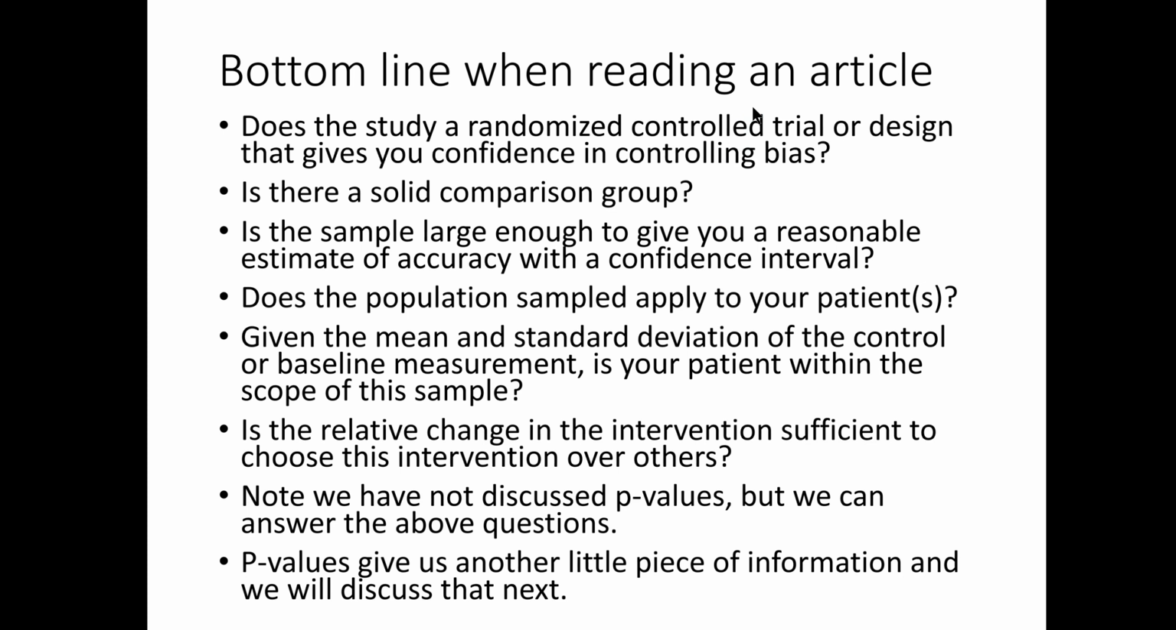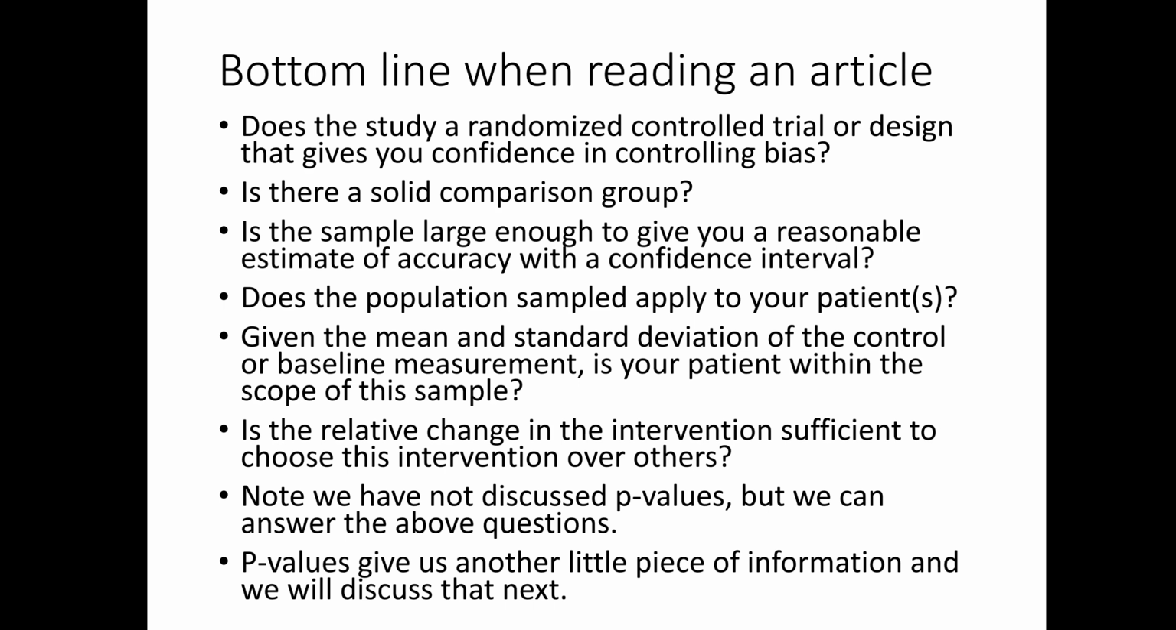So, the bottom line when reading an article. There's a couple of points here that summarize what we've talked about so far. Does the study describe a randomized controlled trial or design that gives you confidence in controlling bias? Does your study have a solid comparison group? Is the sample large enough to give you a reasonable estimate of accuracy with a confidence interval?